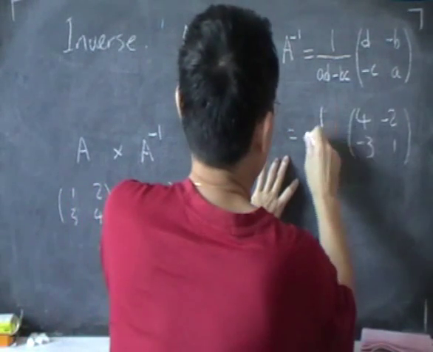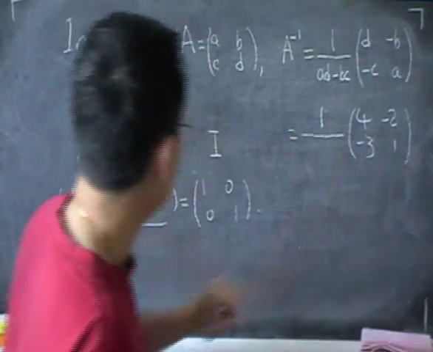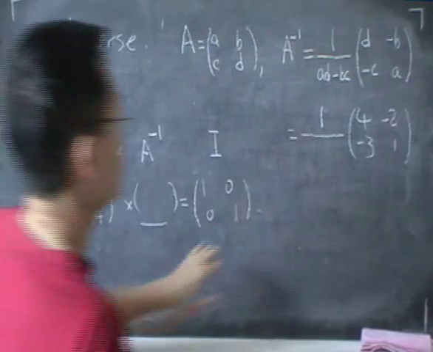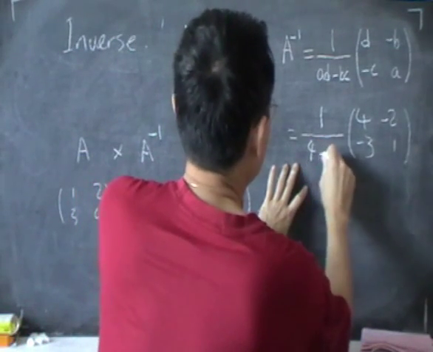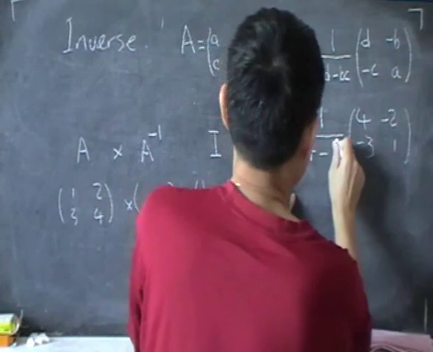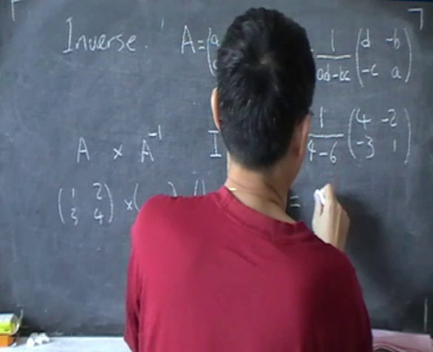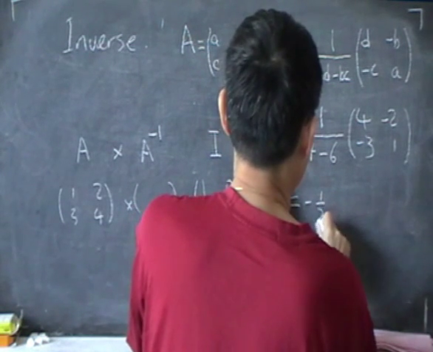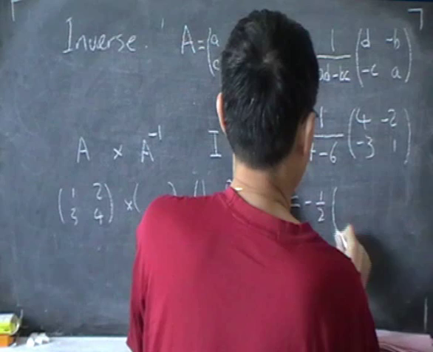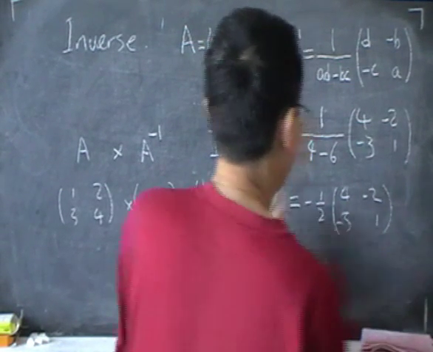Okay, and I must multiply it by 1 over, right, AD is 1 times 4 minus BC is 2 times 3, that's 6. Okay, so this is minus half, 4 minus 2 minus 3, 1.